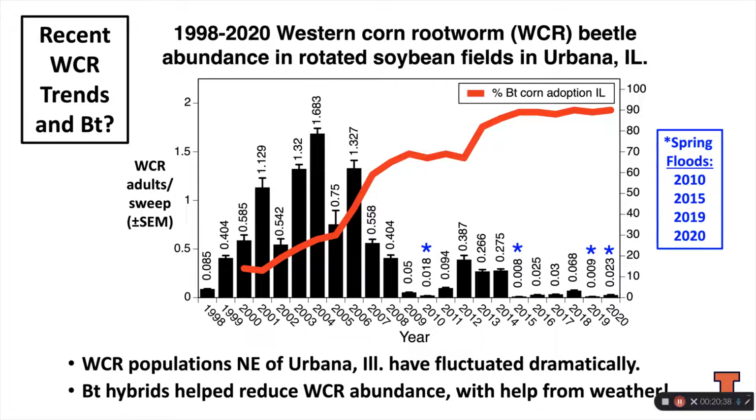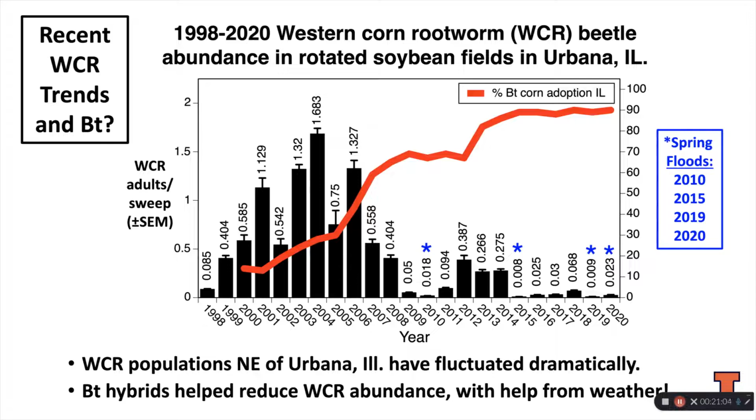You can see that western corn rootworm abundance has fluctuated a lot during the years. And even when BT adoption began to increase in the state, we didn't see much effect on the rootworm populations. It wasn't until around 2010, when the pyramided hybrids came in and we had very high levels of adoption, that maybe we're seeing reductions in populations that we could attribute to BT.